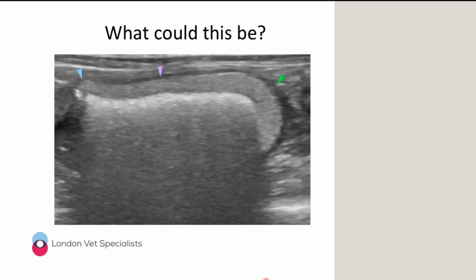So this structure is not particularly big. It's about 3 centimeters long and about 1.5 centimeters thick. One end is curved and the other end is straight. And the periphery of this structure has a slightly different density to the center. So the periphery is a little bit more dense. And in fact, in the center, we've got a whole bunch of reverberation artifact compatible with gas. So what could this be? We've got a 3 centimeter long, 1.5 centimeter thick structure that's curved at one end, straight at the other, and is full of gas in the center.